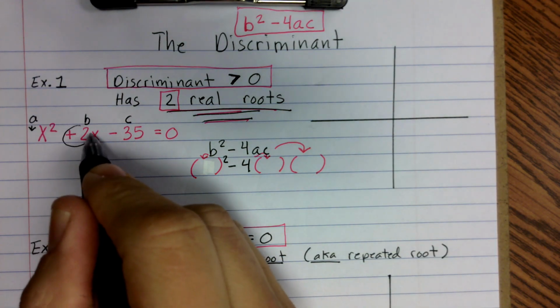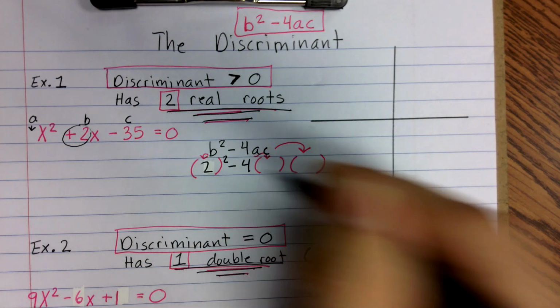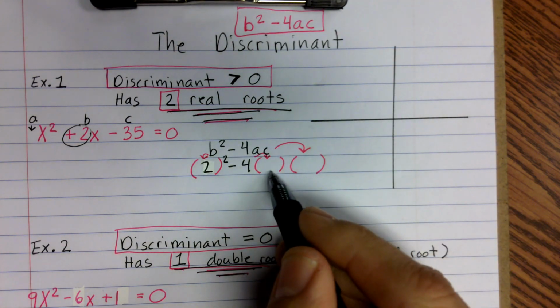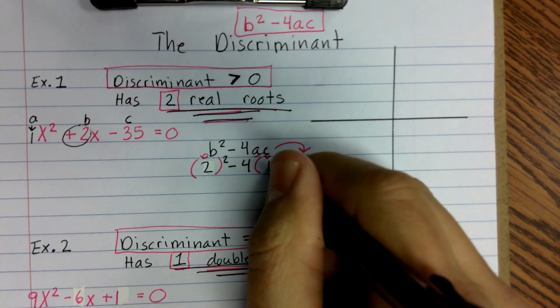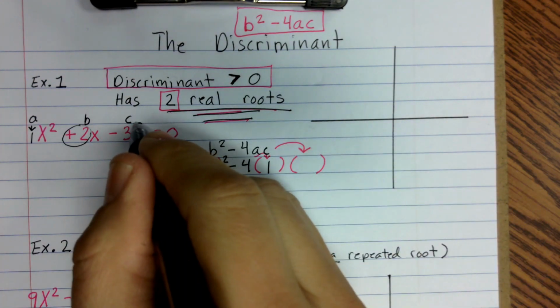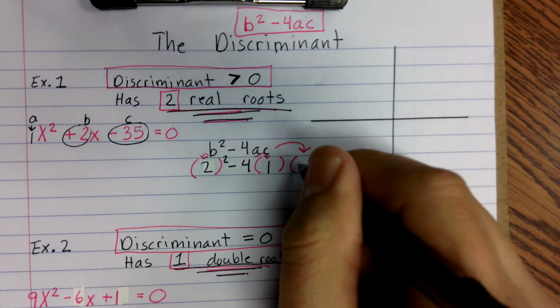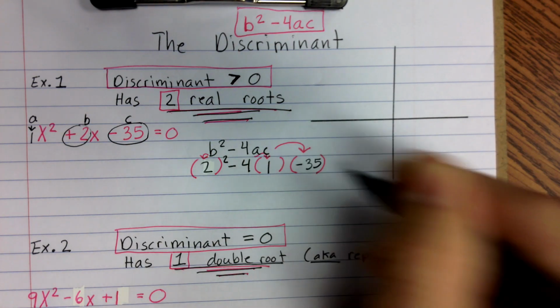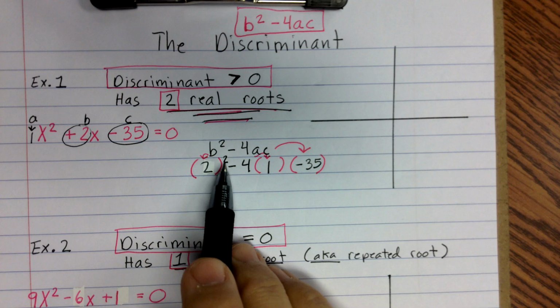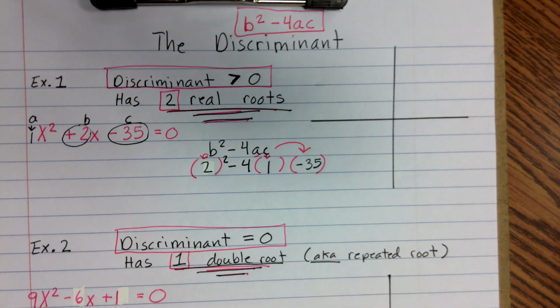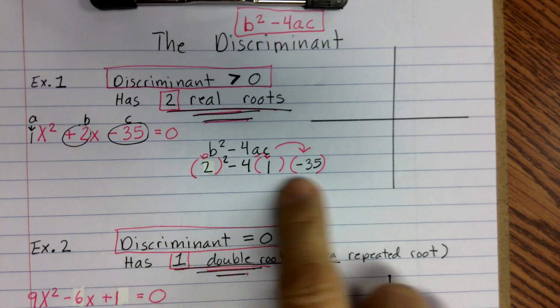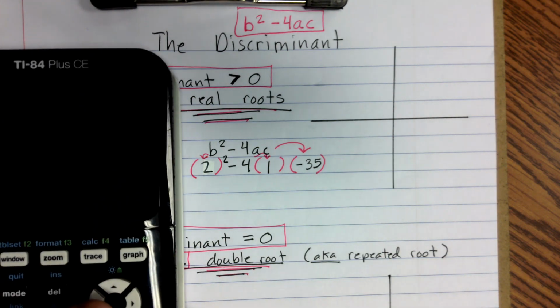So for b, we have a positive 2. I'm going to put that in place. For a, we have a 1. That's the 1 that would be in front of that x squared. And for c, that's our constant value, which is negative 35. We're going to put that value in. So I have b squared minus 4 times the value of a times the value of c. And I'm going to put it in my calculator just as we wrote it right here. So you're going to see that it matches.